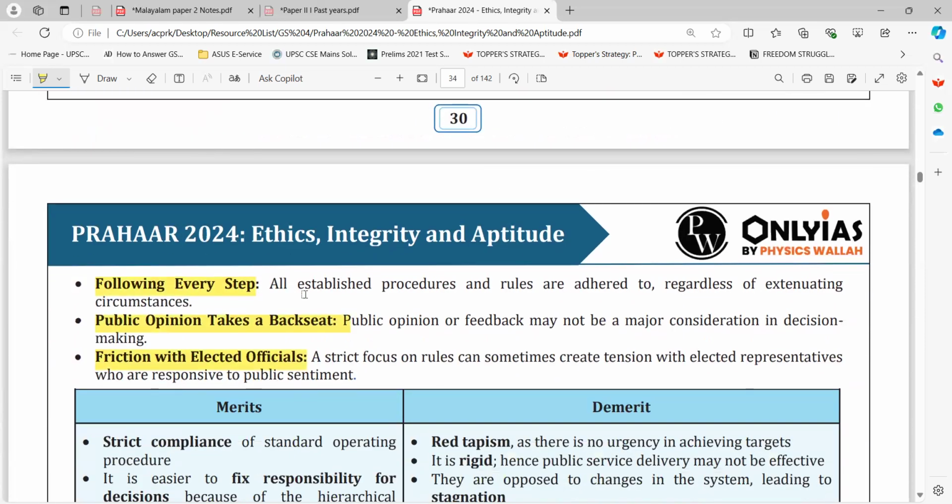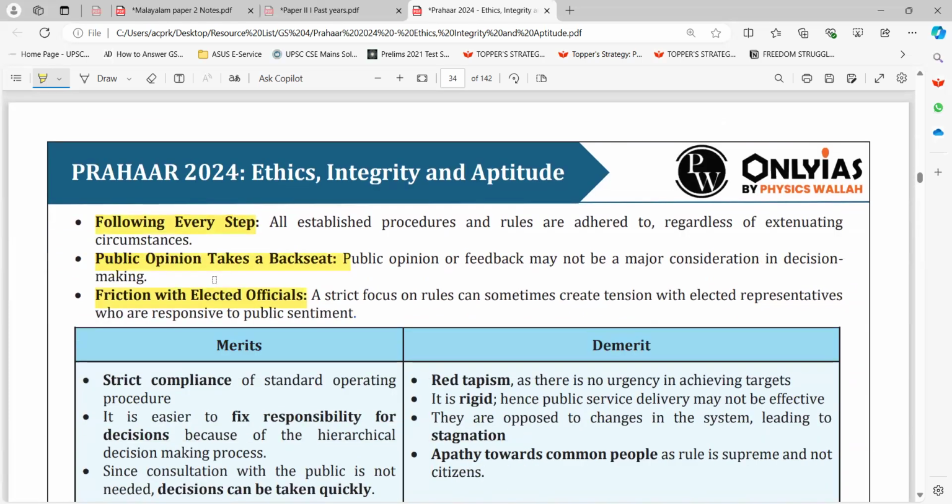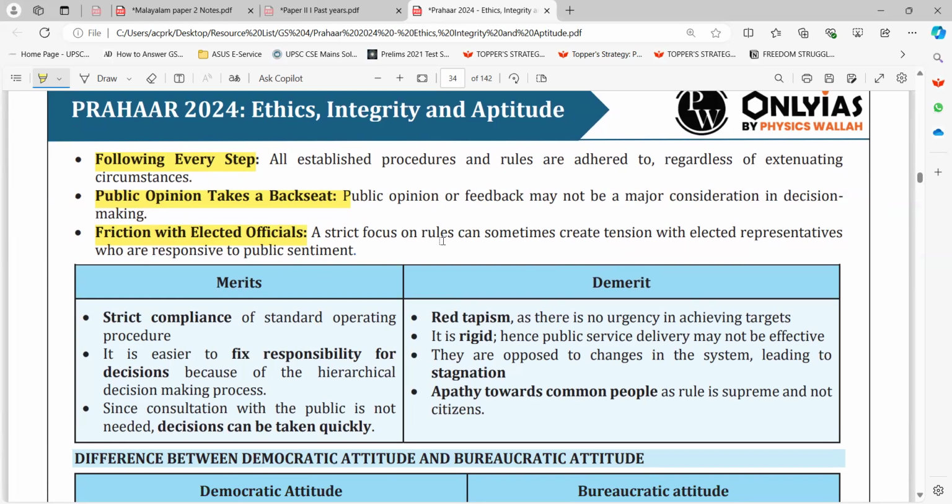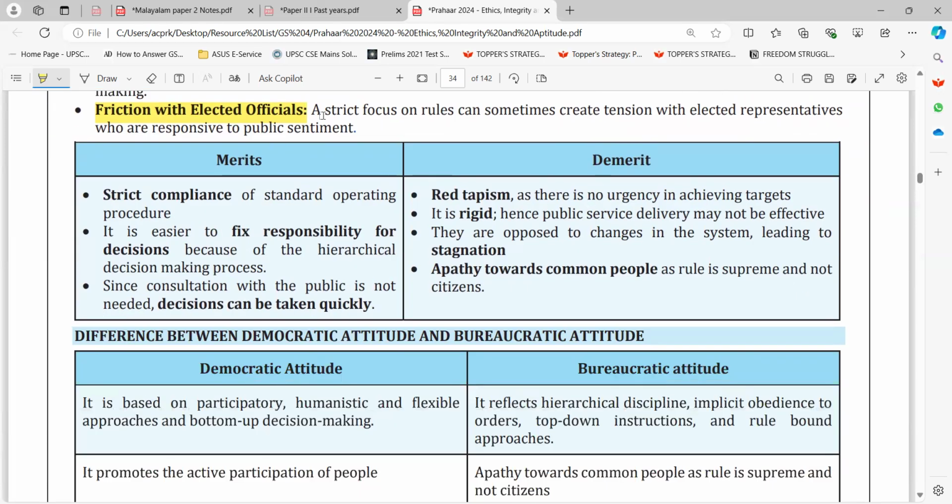Following every step. All established procedures and rules are adhered to, regardless of extenuating circumstances. Public opinion takes a backseat. Public opinion or feedback may not be a major consideration in decision making. Friction with elected officials. A strict focus on rules can sometimes create tension with elected representatives who are responsive to public sentiment.